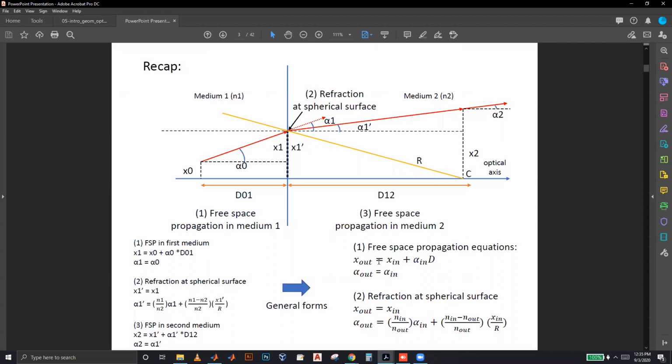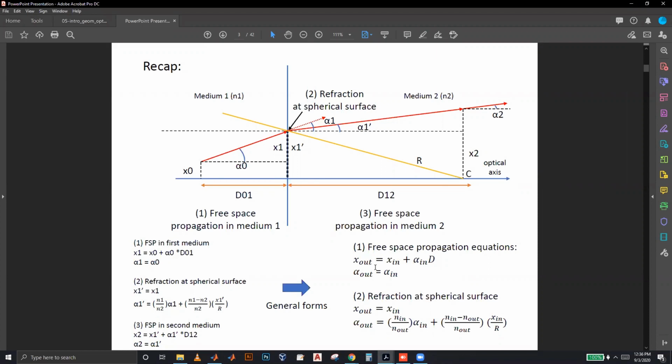So it's basically x out, the output side, equals x in plus alpha in times d, which is the distance the ray traveled. What it does is change the height. When the ray is traveling at an angle, it changes the height of the ray with respect to the optical axis, but it does not change the angle. So the output and input angles, alphas, remain the same. Obviously, if the ray was traveling parallel to the optical axis, where alpha out equals alpha in equals 0, there wouldn't be any change in the height either, because alpha in would be 0, and it would just keep traveling parallel to the optical axis.